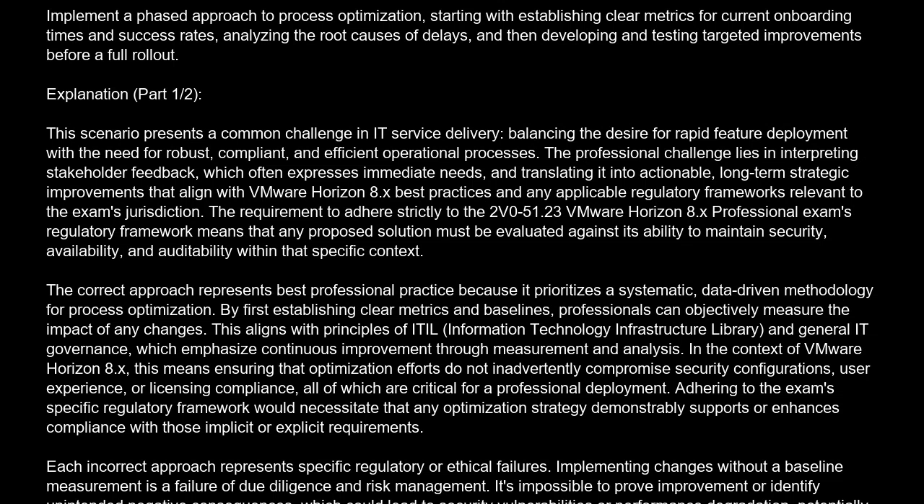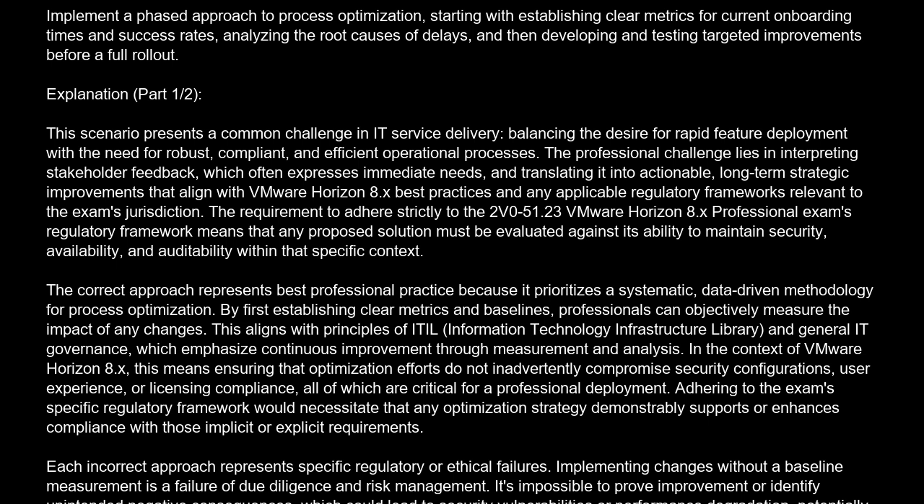Correct answer is B. Implement a phased approach to process optimization, starting with establishing clear metrics for current onboarding times and success rates, analyzing the root causes of delays, and then developing and testing targeted improvements before a full rollout. Explanation. This scenario presents a common challenge in IT service delivery, balancing the desire for rapid feature deployment with the need for robust, compliant, and efficient operational processes. The professional challenge lies in interpreting stakeholder feedback, which often expresses immediate needs, and translating it into actionable, long-term strategic improvements that align with VMware Horizon 8 X best practices and any applicable regulatory frameworks relevant to the exam's jurisdiction.